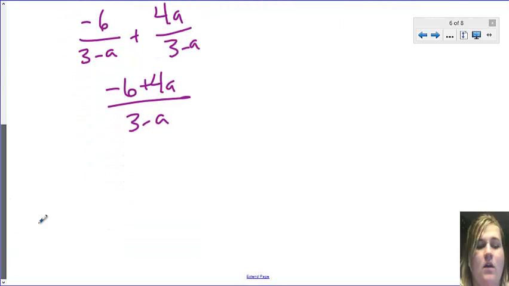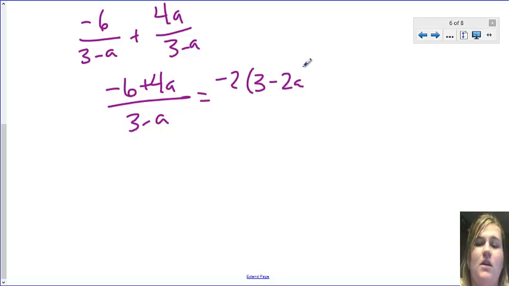And now I can factor on top. I could factor out a negative 2. If I take out negative 2, I'm left with 3 minus 2a all over 3 minus a. Those quantities are not the same, so I can just leave it as it is. Final answer.